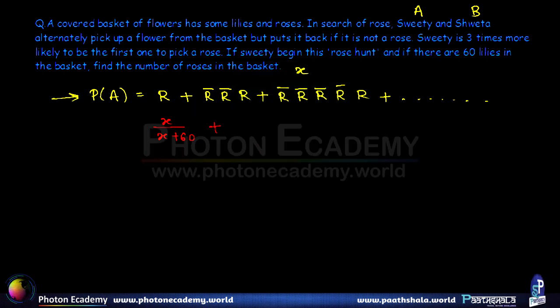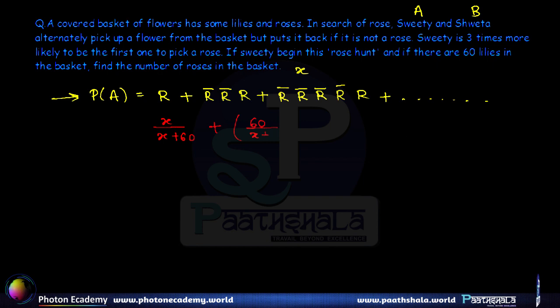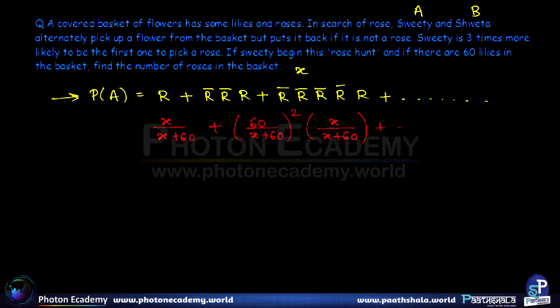And next is not a rose, not a rose, a rose. So for that we will have to write the probability of getting a lily. There are 60 lilies upon the total number of flowers, so that's x plus 60. And this happens twice, not a rose, not a rose, so square. And then she's getting a rose, so it is x upon x plus 60. This will just go on, and you will observe that it is an infinite GP. The first term is this and the common ratio is this.